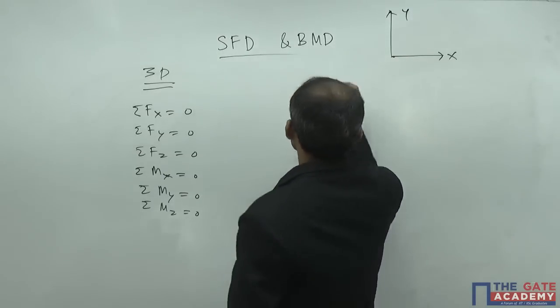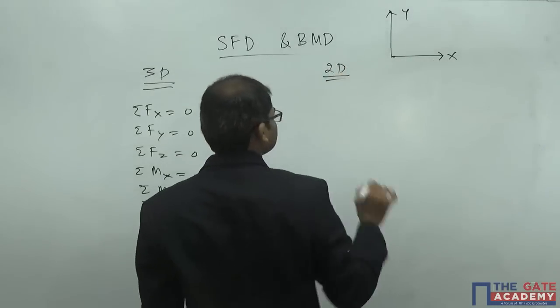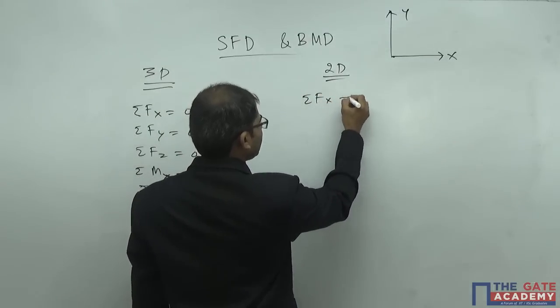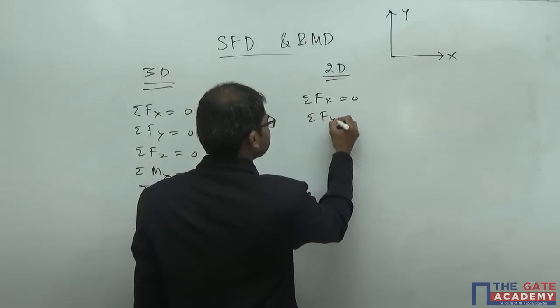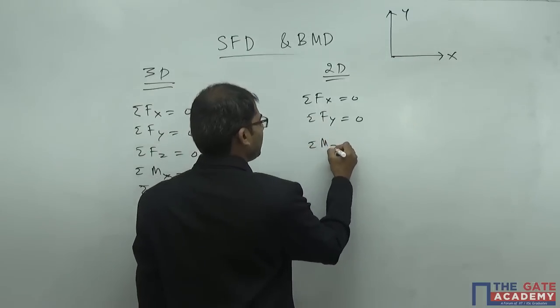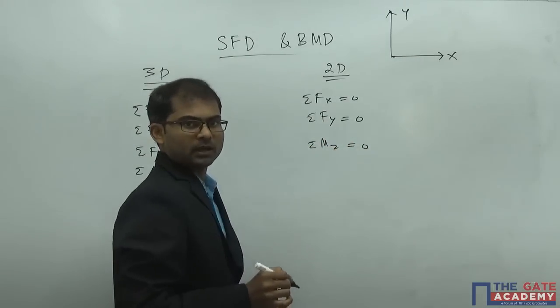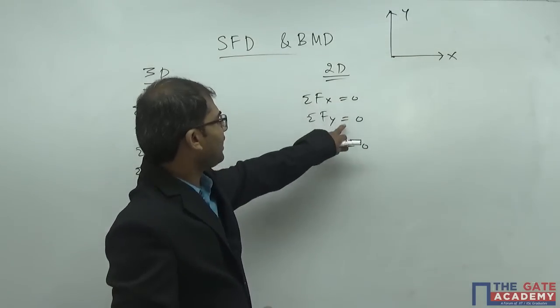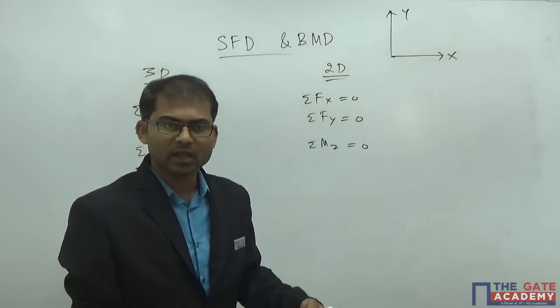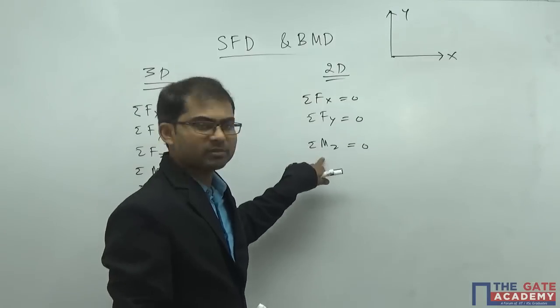But in the 2D case generally, let's consider the loads are in the x and y directions. Net force in x direction must be equal to 0, net force in y direction is equal to 0. In the same way, the net moment about the z axis is equal to 0. As the loads are only in the x and y directions, they will give rise to a rotation or turning effect, or torque or moment, about the z axis. So this equation must be there.